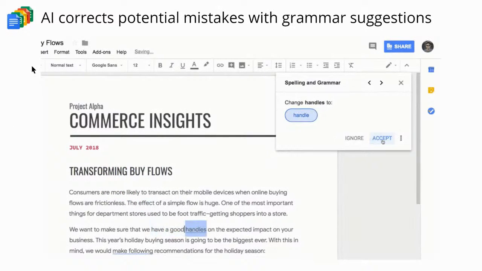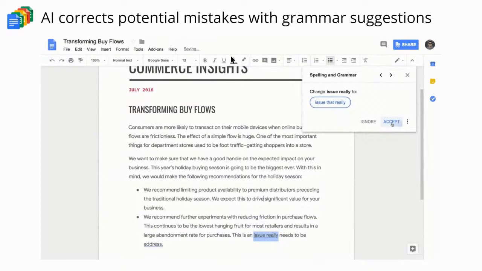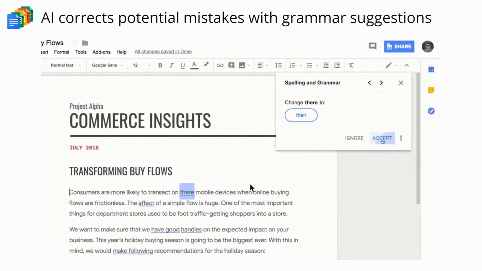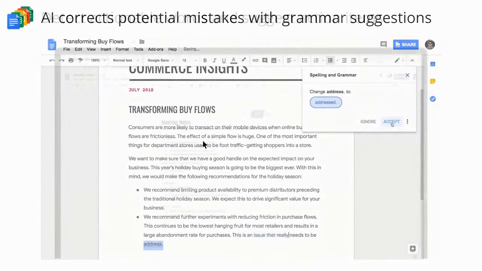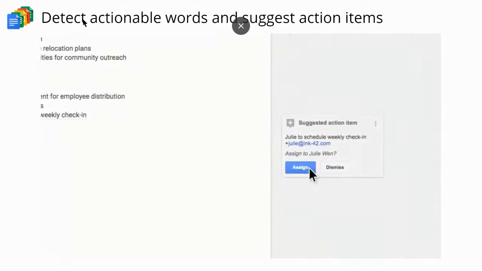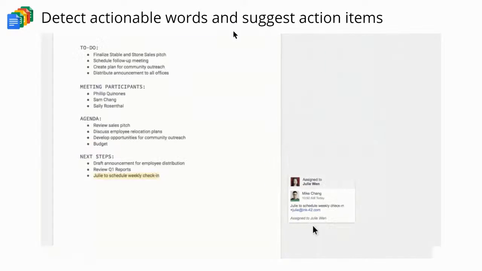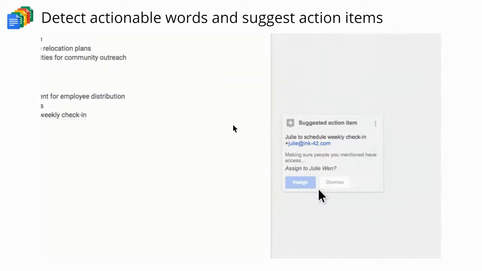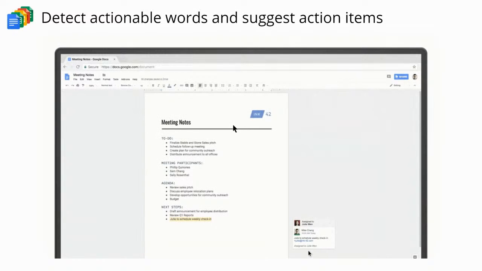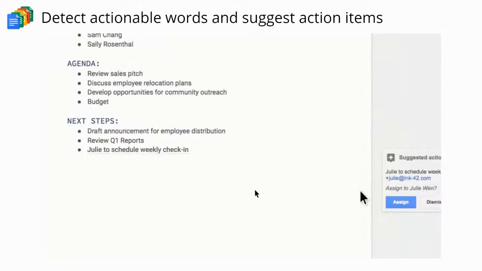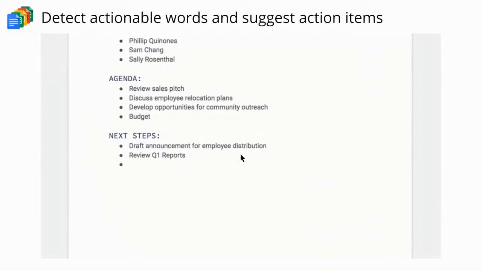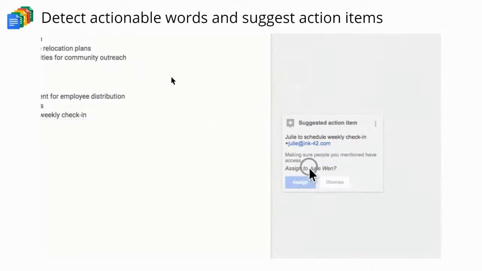There is also a very cool feature in Google Docs where the AI corrects potential mistakes with grammar suggestions. If you have any spelling mistakes or grammatical mistakes, the AI detects this and suggests a correct spelling or grammar for you to make changes in your document. The next thing is it detects actionable words and suggests action items. One cool thing that they've added recently is being able to mention someone and assign a specific part of the document to a person. If you type at in the Google Doc, it will give you a list of your contacts and you'll be able to either send an email to them, schedule a meeting, assign part of the document, and so on.